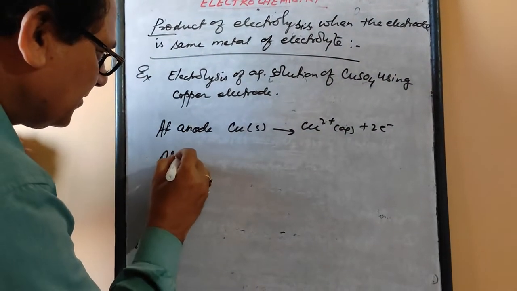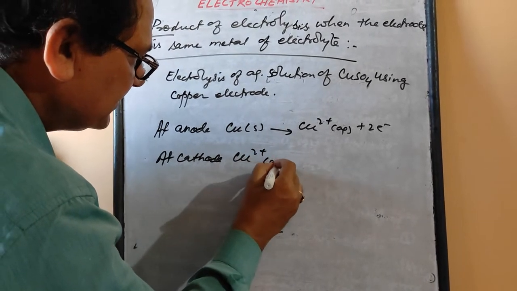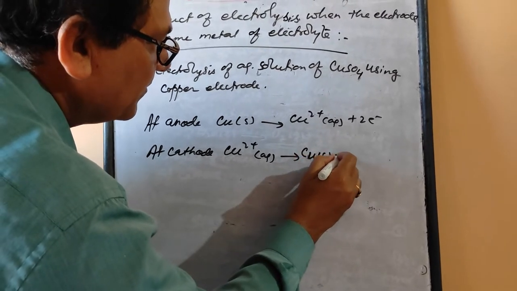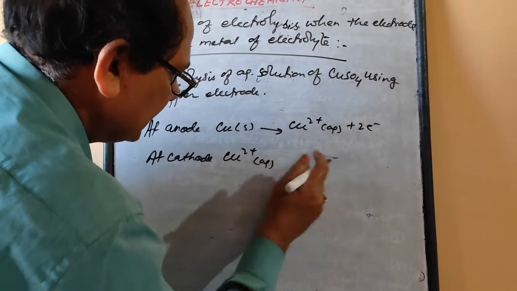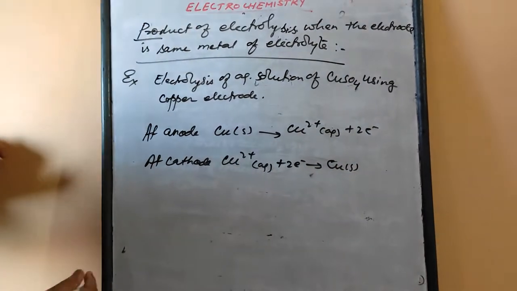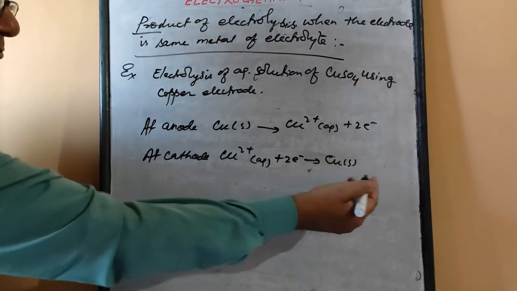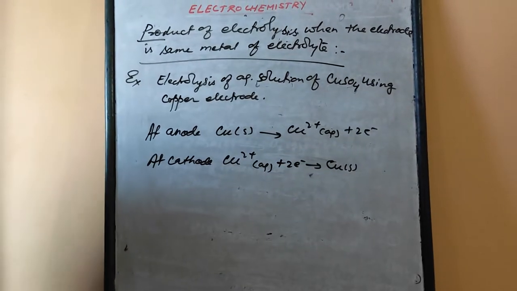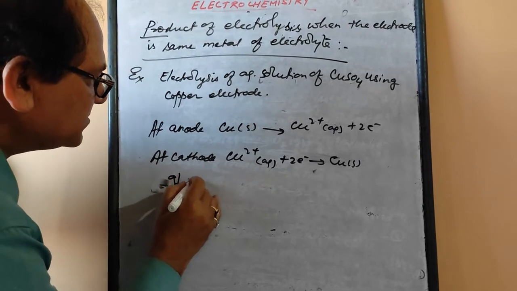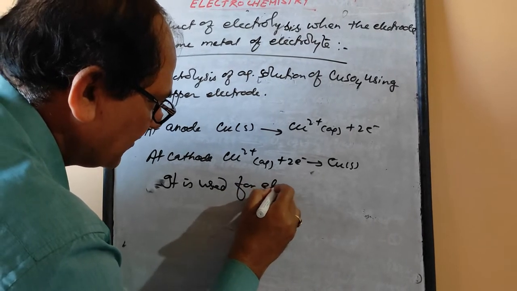And at the cathode, Cu2+ aqueous plus 2 electrons gives Cu solid. This reaction takes place. What do we get? If we add both reactions, the net reaction is 0. It is used for electrolytic refining.